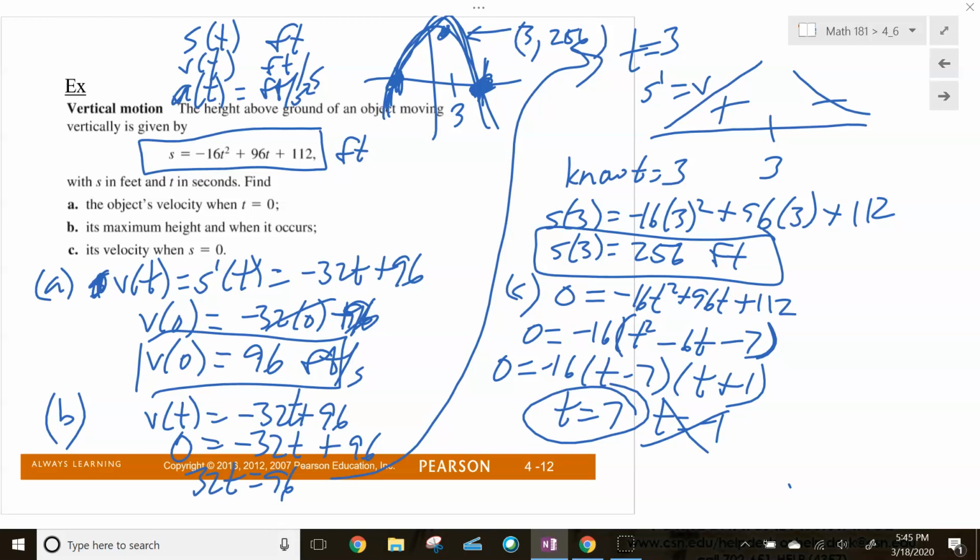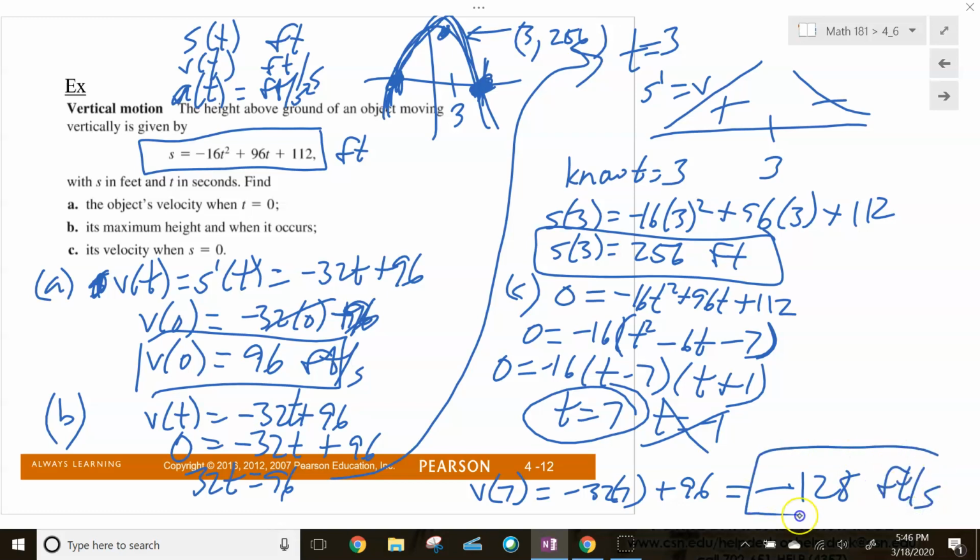So what would the velocity be? Well, let's plug it into the velocity function. The velocity is negative 32 times t, which is 7 seconds, plus 96. So negative 32 times 7, negative 224, plus 96, negative 128 feet per second. So that's the velocity. It's going 128 feet per second. That's the speed. And of course, it's going in the negative direction because it's going down, right? It's impacting at that velocity, 128 feet per second.